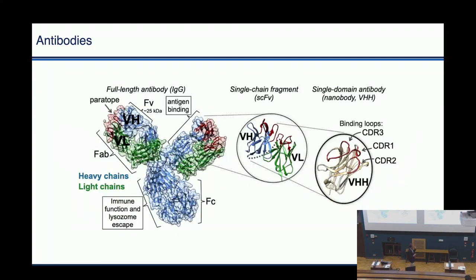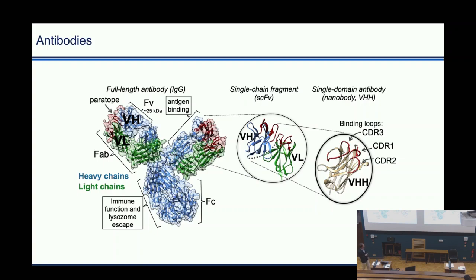I have this boring slide just to establish some jargon, because this is a theoretical chemistry seminar and not everyone will be familiar with antibodies. Also, it's very multidisciplinary, so bear with me for this slide. An antibody, or immunoglobulin or IgG, is a Y-shaped tetrameric protein that is symmetric. It has two identical heavy chains in blue and two identical light chains.